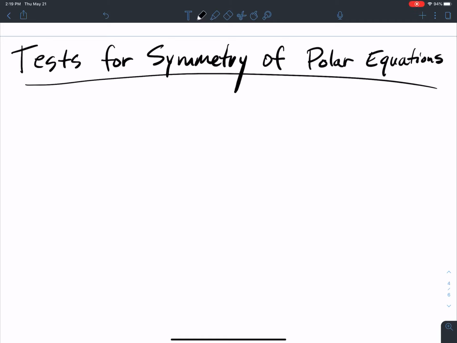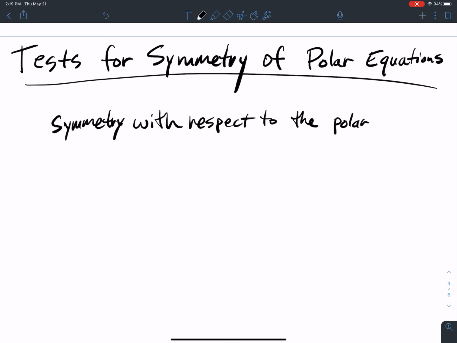So in this video, we're going to talk about symmetry in the polar equation form. So symmetry with respect to the polar axis, okay, the x-axis.